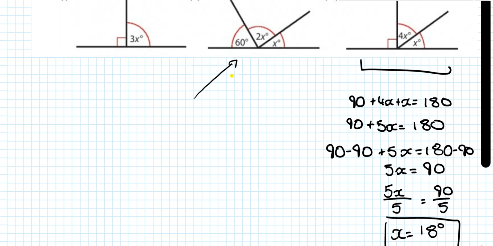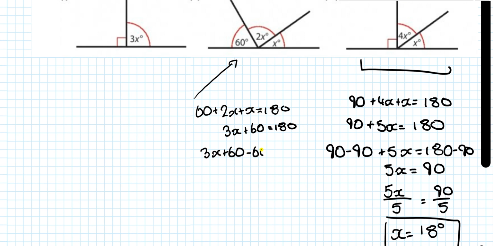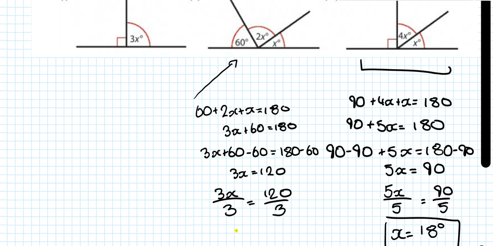Just for this question, you'd start off with 60 plus 2x plus x is equal to 180. That's 3x plus 60 is equal to 180. Subtract 60 from both sides. 3x plus 60 minus 60 is equal to 180 minus 60. 3x is equal to 120. Don't like the fact that it's 3 multiplied by x, so divide both sides by 3. x is equal to 40 degrees.